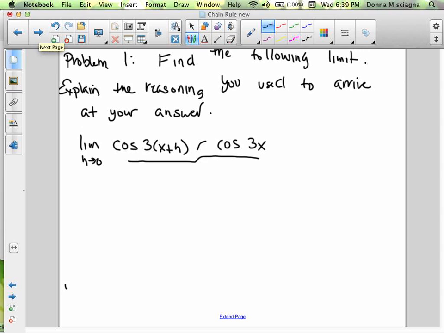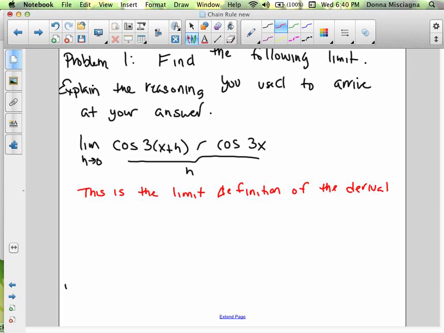The limit as h approaches 0, I think part of this got erased, of cosine 3 times x plus h minus cosine 3 of x, all over h. Now you should recognize that this is the limit definition of the derivative.